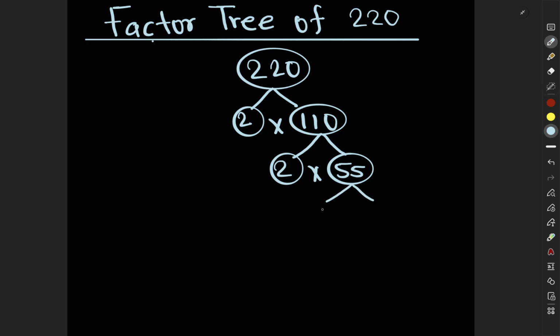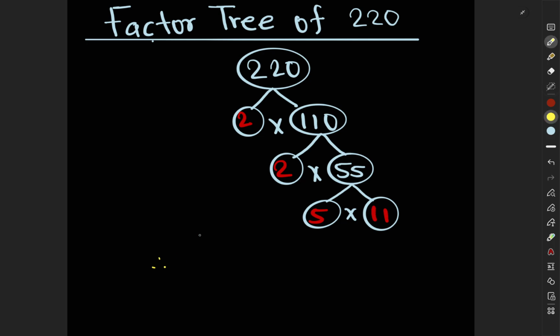55 can be written as 5 times 11. 5 times 11 means 55. So now we select the prime numbers among these numbers. So prime numbers here are 2, 2, 5 and 11.